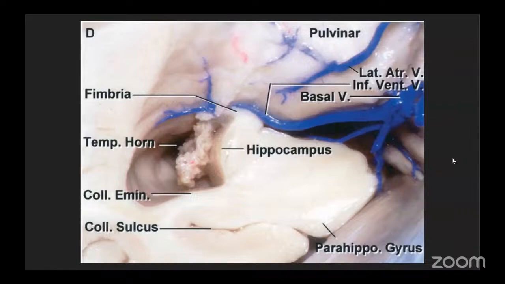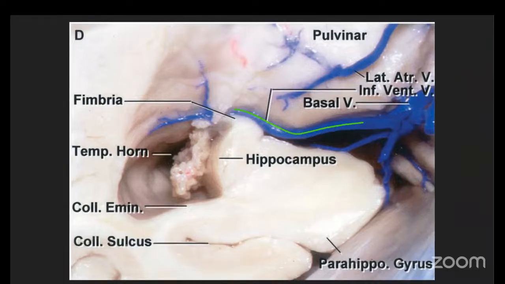This is a coronal section, and it's a good image because it does tell a lot of important relations. You can see the basal vein of Rosenthal going here, which is a very important venous drainage for the temporal lobe. This is the deeper venous drainage. The superficial venous drainage we have already discussed.